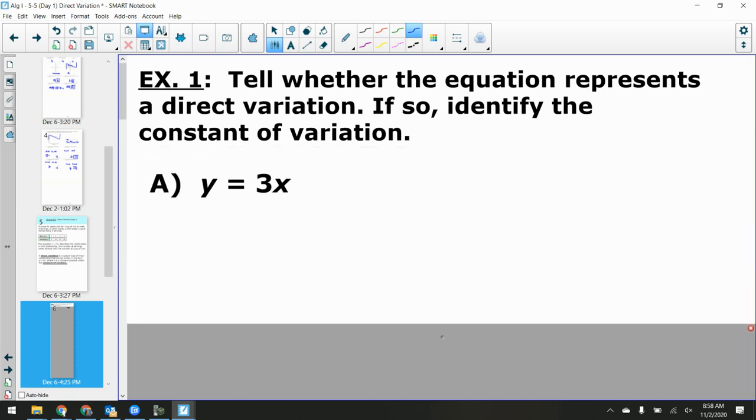All right, here we go. Y is equal to 3 times X. Is that a direct variation? Yes. Is it in the form Y equals number X? Yes. Y equals k times x. So what's my k value in this case? 3. My k value is 3. So we would say, yes, it is a direct variation, and the k value is 3.